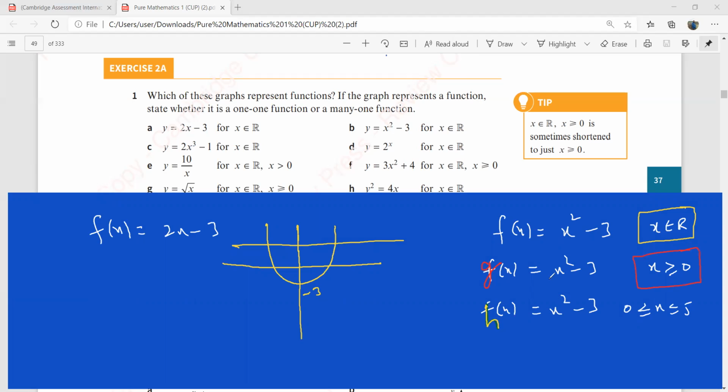Look at this domain. It means we have to focus on the curve for all the positive values of x. So I will be taking this part of the curve, the red one. Here, your x is positive, more than or equal to 0. Now, what kind of function is this g of x? One to one.